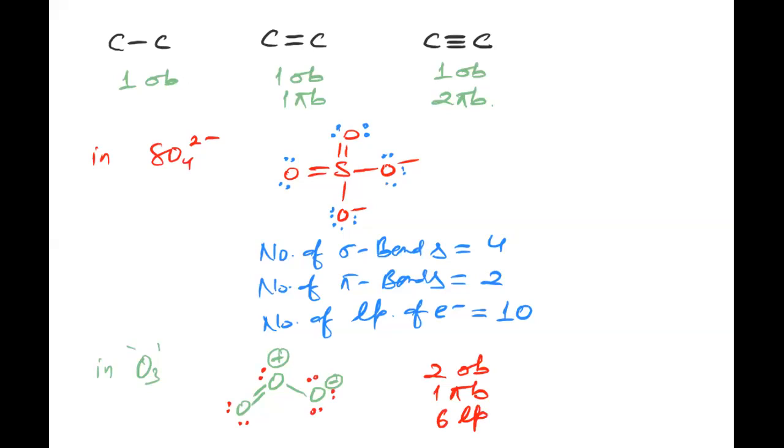So it has 1 sigma, 1 sigma, 1 pi in ozone, and in sulfate ion, the number of sigma bonds is 4, the number of pi bonds is 2, and the number of lone pairs of electrons is found to be 10.